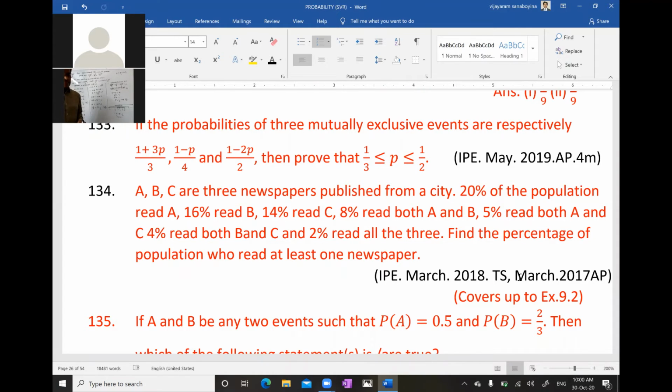My dear, this is actually a problem from set theory. Yes, my dear, of course, I have taken the problem because it was asked in IP 2 years, 2018, 2017 also. That's the reason I have taken the problem here. But we can solve it.